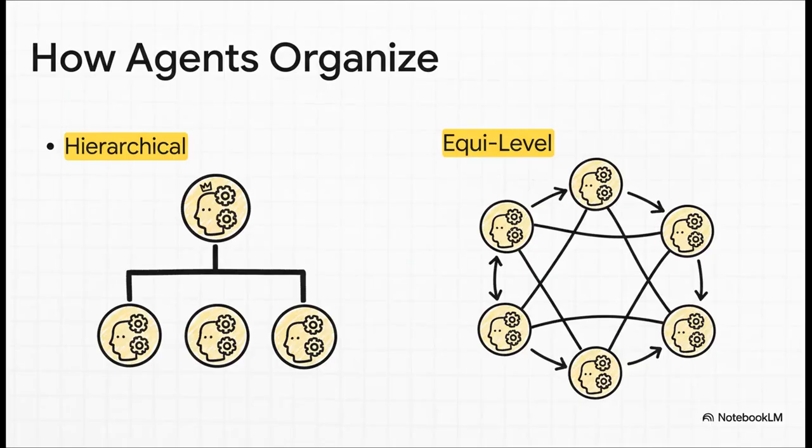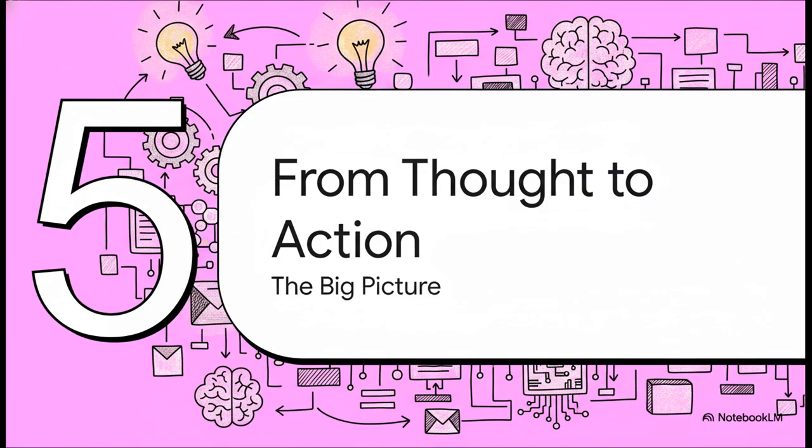So, how do these AI organizations even structure themselves? Well, there are two main models. You can have a hierarchical structure with a leader agent planning and directing follower agents, or you can have what's called an equal-level structure, where all the agents act as peers, negotiating and collaborating to achieve a common goal without any central boss.